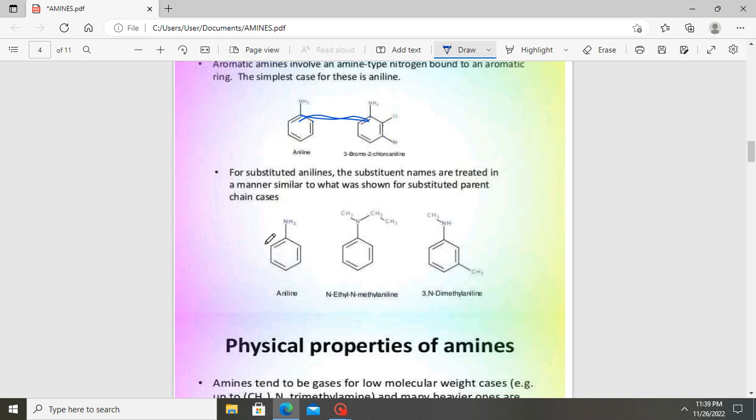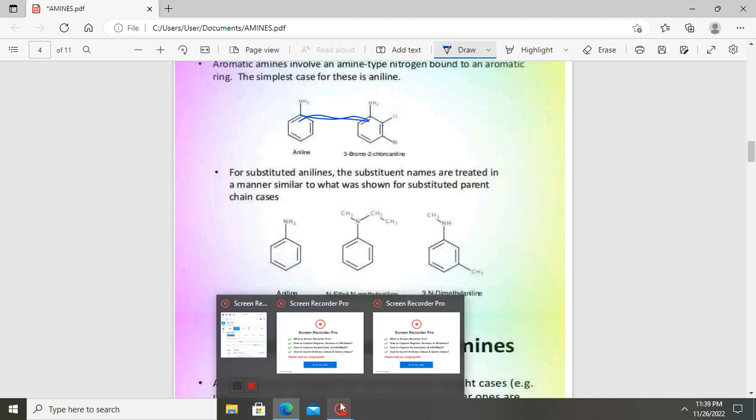So here, if the substituents are on the nitrogen, you indicate the position of the substituent with N to show that it is on the nitrogen and not the ring. So here, this then becomes N-ethyl, N-methyl aniline. Here, this ethyl is on the N and this methyl is on the N, so it becomes N-ethyl, N-methyl aniline.